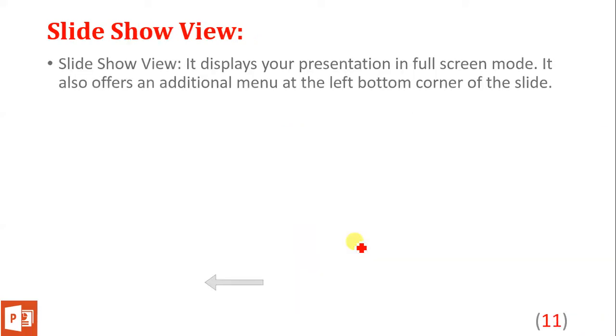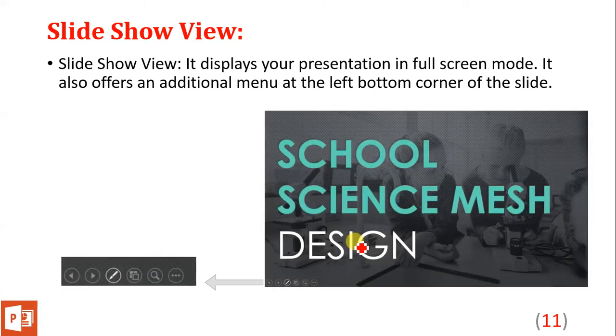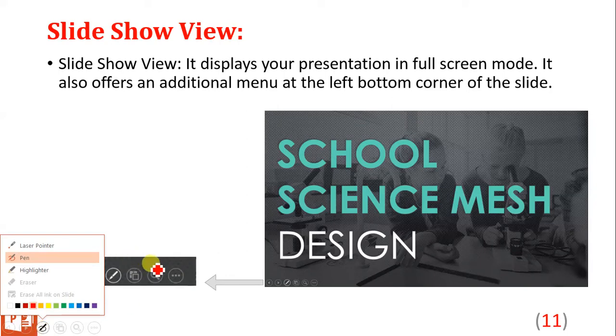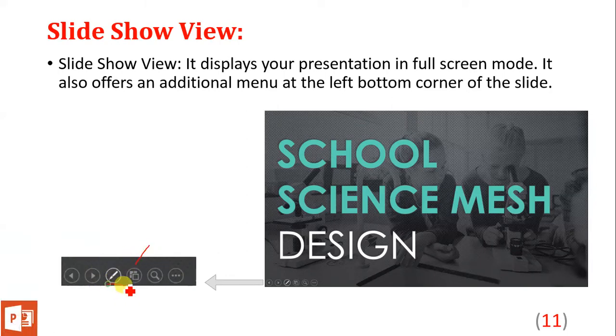Now the next one is slide show view. Slide show view displays your presentation in full screen mode. It also offers an additional menu at the left bottom corner of the slides. As you can see here, in the slide show view, the slides come one by one in full screen, and at the bottom you will see this option, as I am showing you here, in the bottom left corner.